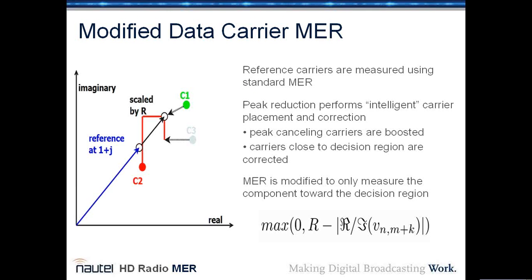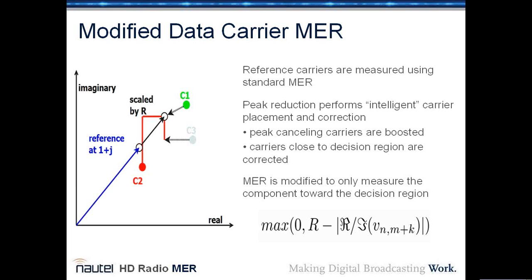Okay, so explain the modified data carrier MER. When the standard was being developed, there was a little bit of controversy about using a standard MER measurement off the shelf, because the iBiquity peak reduction algorithm does some special things to the carriers in order to try and bring down some of the peaks. Some of the adjustments that it makes to the carriers don't move them any closer to the decision boundary, so it's not going to actually impact the receiver, but it would have shown up as being a negative thing on the MER measurement as a numerical measurement.